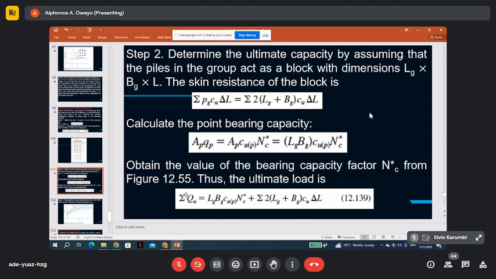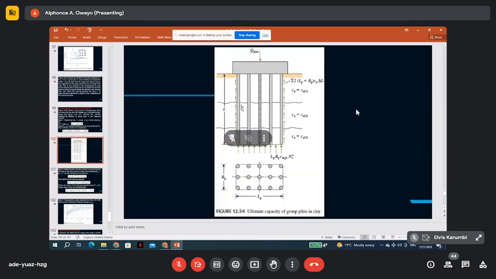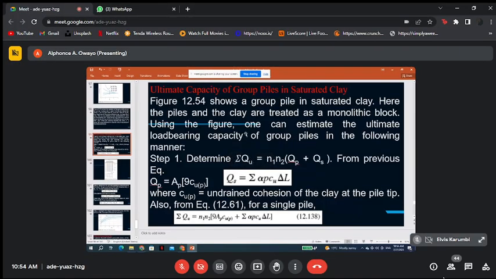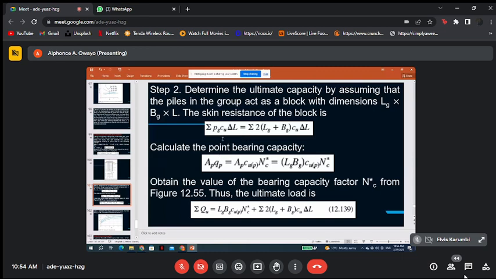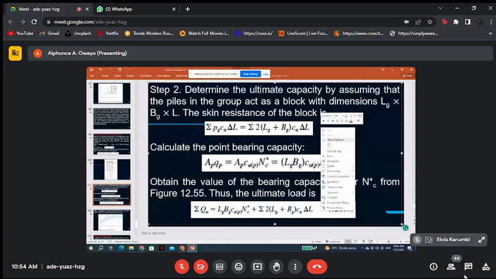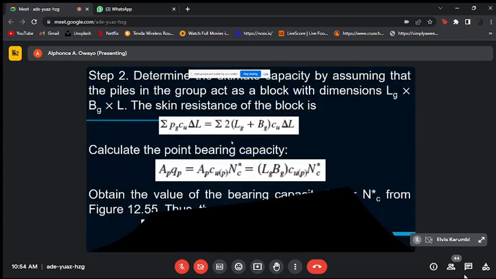So the summation of the ultimate bearing capacity is the addition of the capacity from the skin friction, which we established here. Where is that? Okay, here, the capacity here. So this is from the skin friction, the skin resistance there, and then the capacity at the tip. So this is actually strengthening what we said.